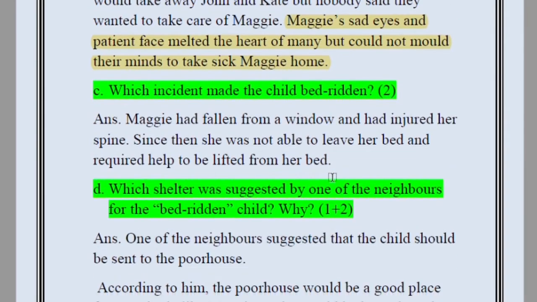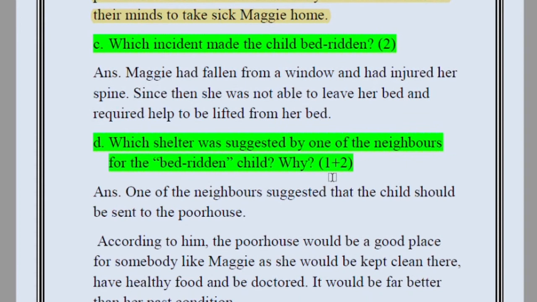Okay. Number C. Which incident made the child bedridden? How did the child become sick like that? Maggie had fallen. This one you have obviously answered in the last chapter when I was explaining it, so I think this part is clear to all of you. Maggie had fallen from a window and had injured her spine. Her spinal cord was injured, and that is why she was not able to leave her bed and required help to be lifted from her bed. She could not get up from her bed on her own. So she required the help of somebody else.